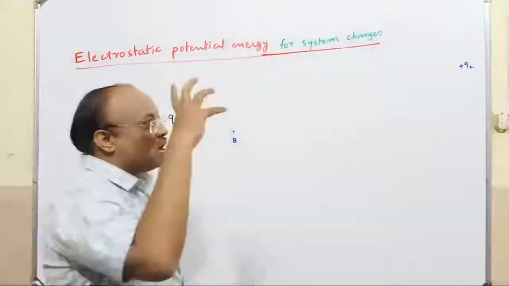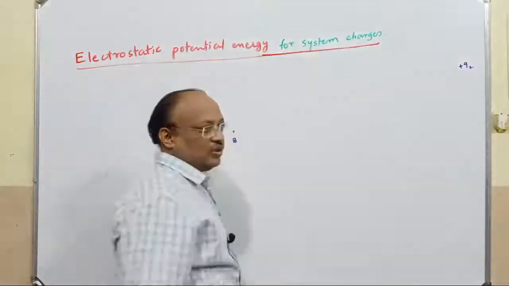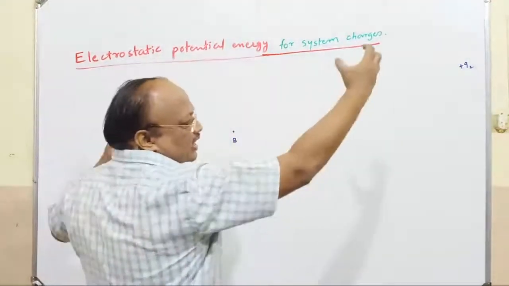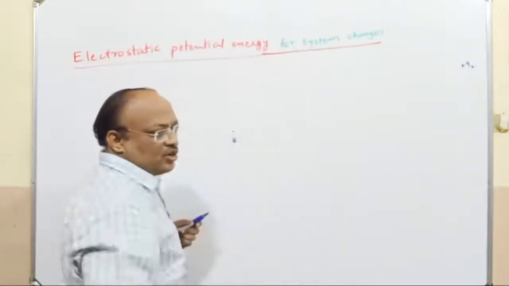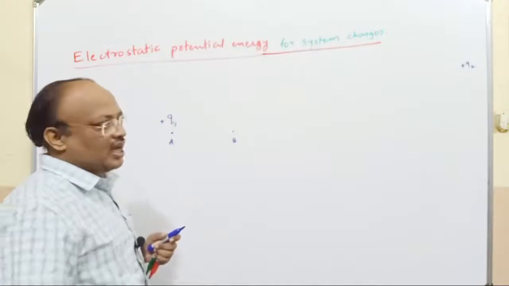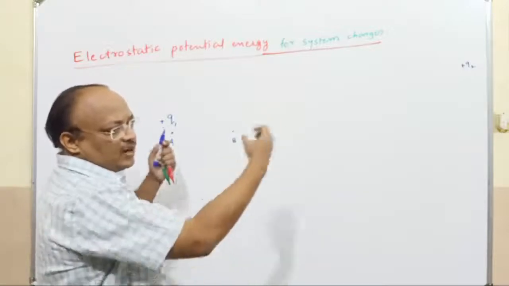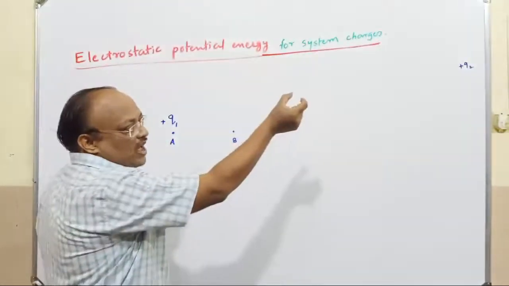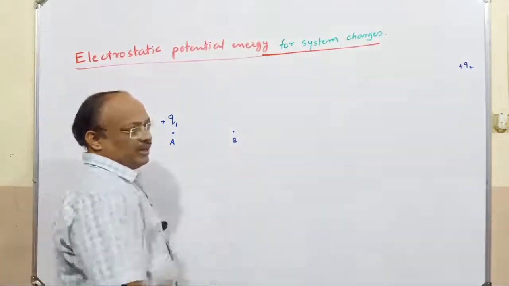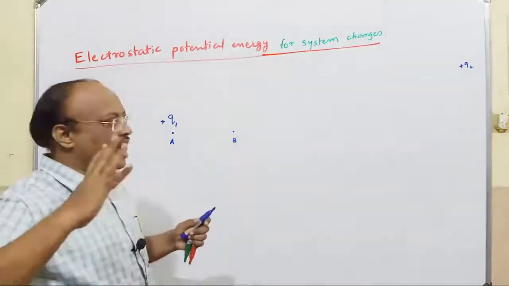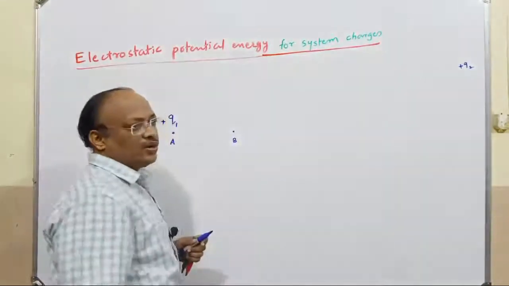So what work have I done to bring that charge? Before, they were very relaxed. There is no force of repulsion, nothing, because the charge Q2 is at infinity. But as soon as I start to bring it close to Q1, the force of repulsion increases and I start to do work on it, because my aim is to bring it to point B.